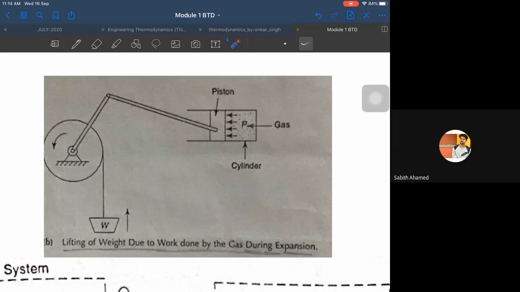Reza, thermodynamic definition of work. Work is said to be done by a system on its surroundings if the sole effect external to the system could be raising of a weight. Excellent. Pratishwar, thermodynamic definition of work. Work is said to be done by the system on the surroundings if the sole effect external to the system could be raising of weight.